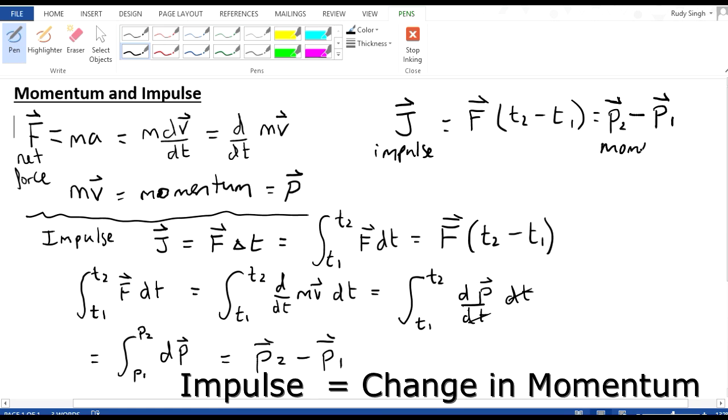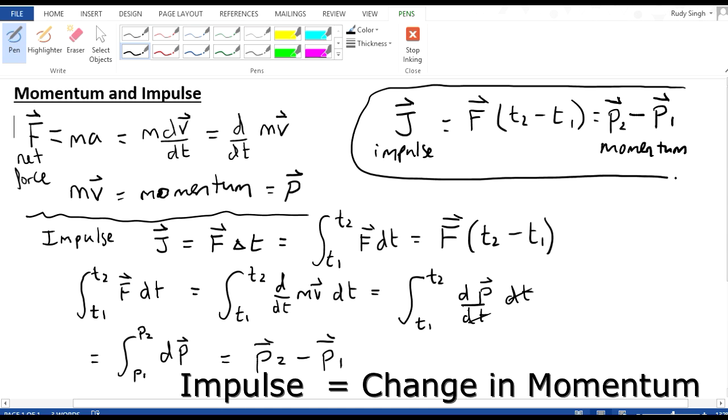That change in momentum. So the impulse of an object is the net change in momentum, or the total change you can think of in momentum. And the force is the rate of change of momentum. So force is rate of change of momentum, and impulse is the total change of momentum. Think of it as that integral of the momentum. So let's apply this to a few examples.